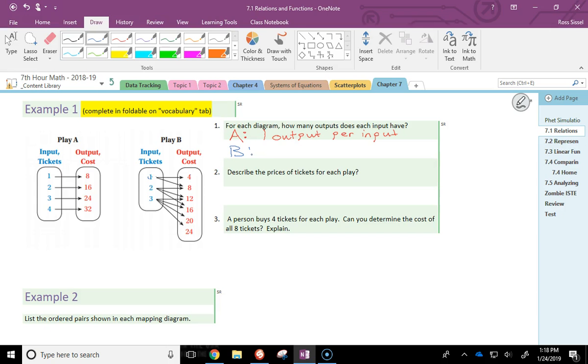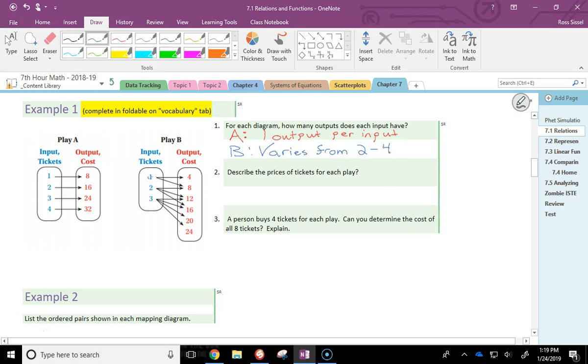So if I look at 1, I see it goes to 4 and 8, so it had 2. For 2, it had 8, 12, 16, that's 3. For 3, I had 12, 16, 20, 24. So we're going to say our output varies from 2 to 4.